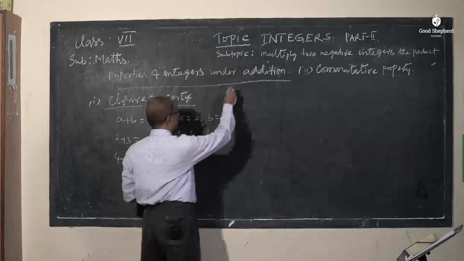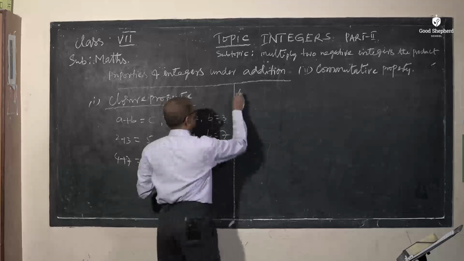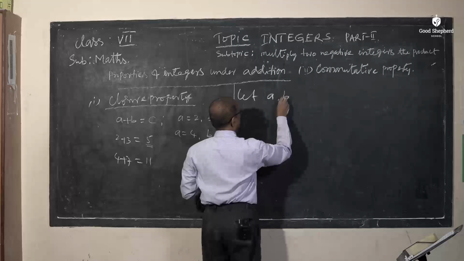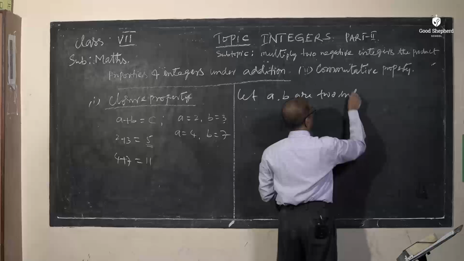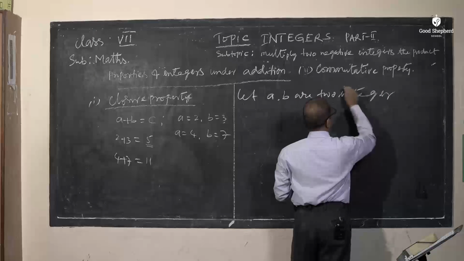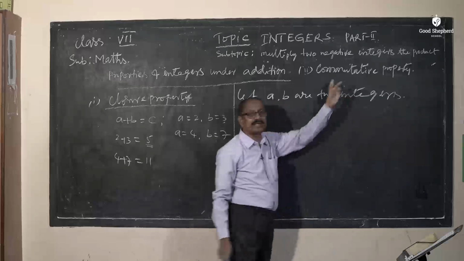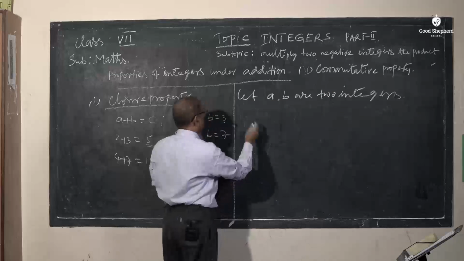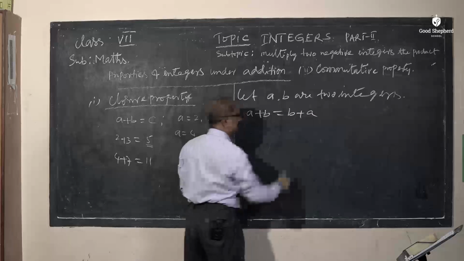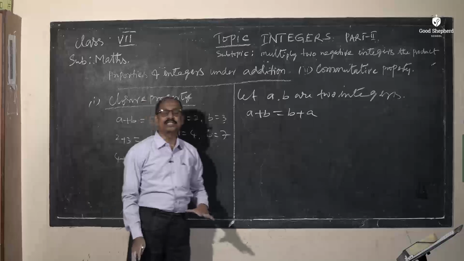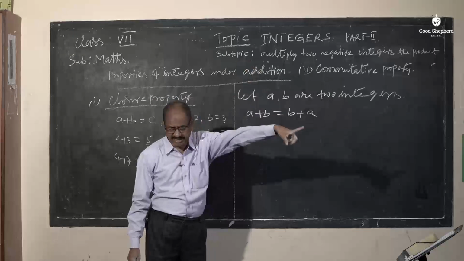Next, we will go to the commutative property. Let a and b be two integers. This is also under addition. Now we write a plus b must be equal to b plus a. The order may be changed, but the results must be equal, and that number must also be an integer.